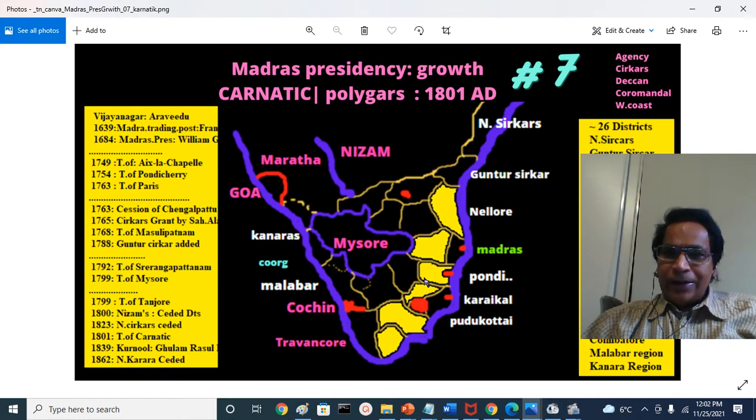All these districts were given over, and the Polygars of the southern region resisted the imposition of British rule. Veerapandya Kattabomman was one of them, and there were many other rulers. The British fought small wars against them and finally annexed the territories. Nellore, North Arcot, South Arcot, Tiruchirappalli, Madurai and Tirunelveli districts were acquired in the Treaty of Carnatic.